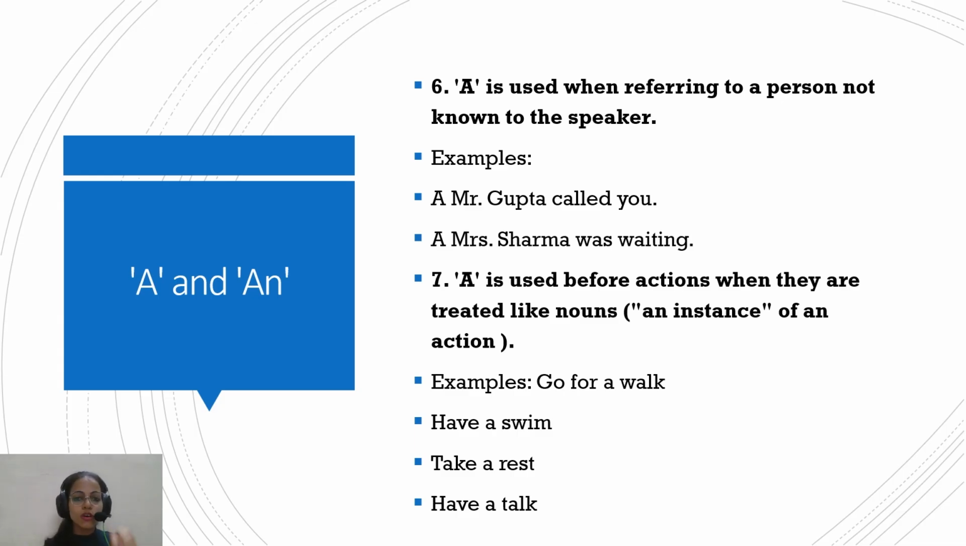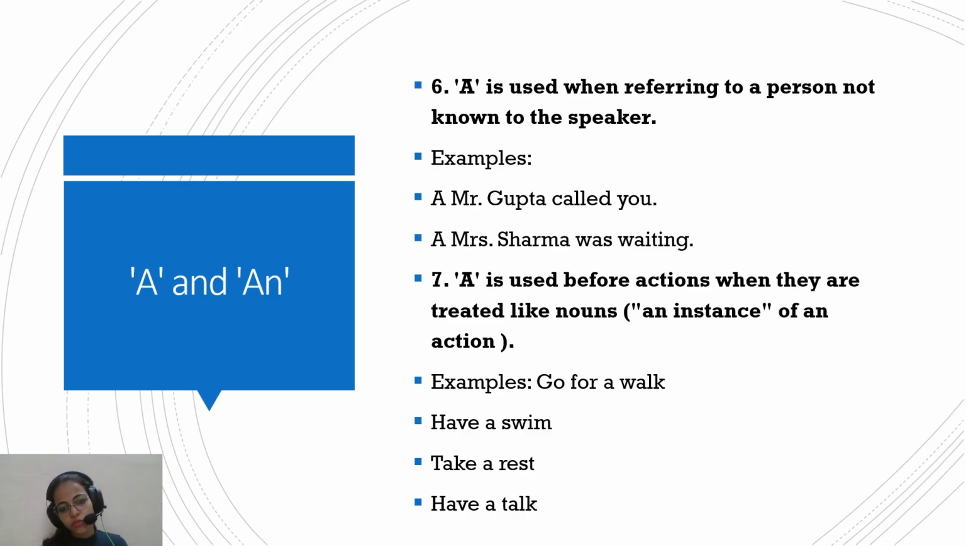So usage of a before Mr. Gupta shows that you're not sure who the person is. It could be any Mr. Gupta. It could be Mr. Sunil Gupta, Mr. Suresh Gupta, whatever. So again, this usage of a shows that there is a lack of specificity and it is used in relatively general terms.